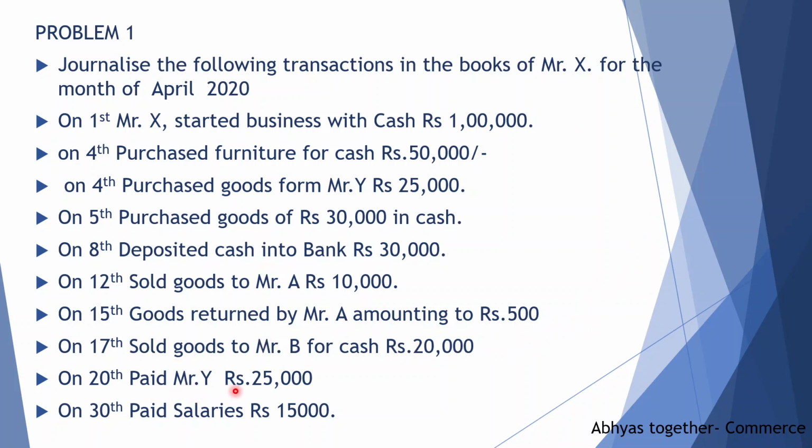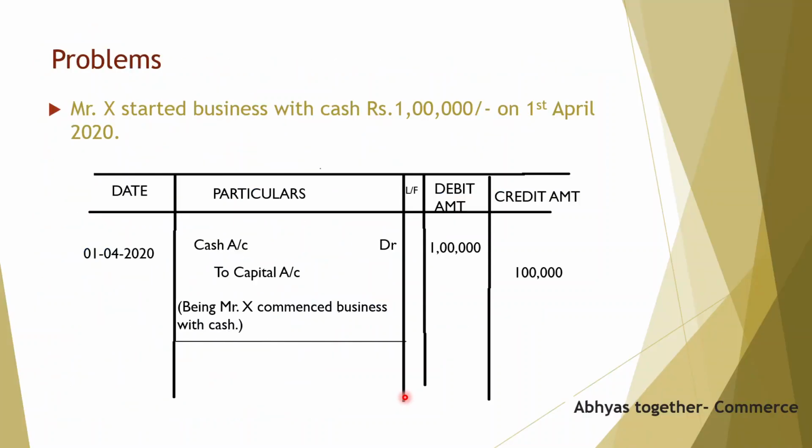Next, paid Mr. Y rupees 25,000. Why did we pay? Where did Mr. Y come from? So we need to look at the previous transactions. So where is Mr. Y? Mr. Y is on 4th. We purchased goods from Mr. Y. So now we are paying that amount to Mr. Y. Okay, we are paying the same 25,000 to Mr. Y, which we have previously purchased on credit. Now paid salaries 15,000. So salaries are again an expense. It's a nominal account. Now let us look at the answers.